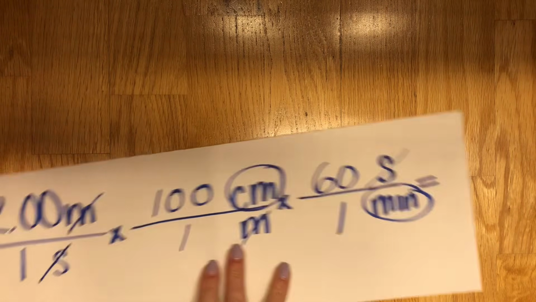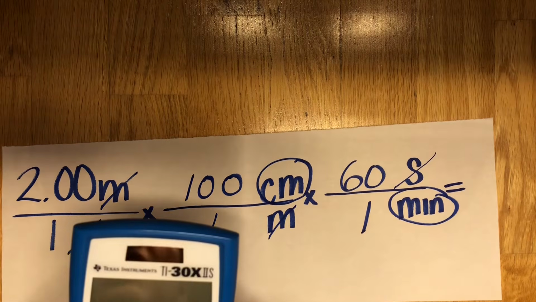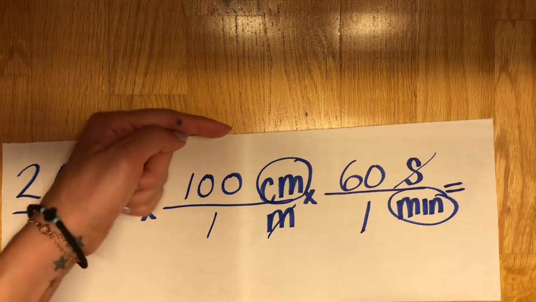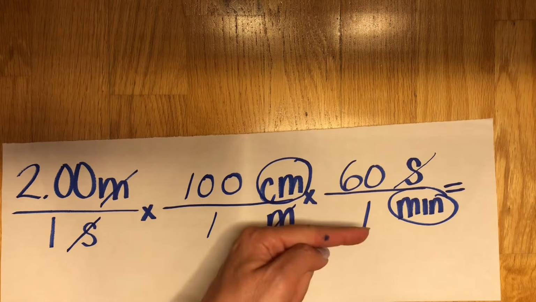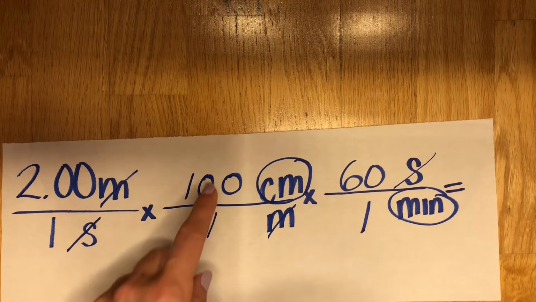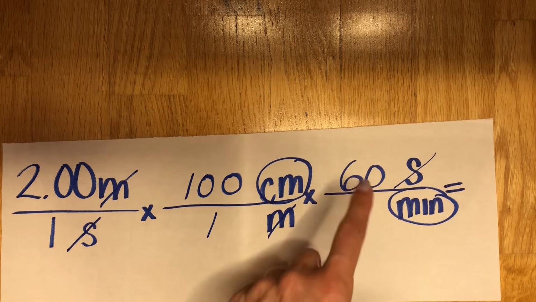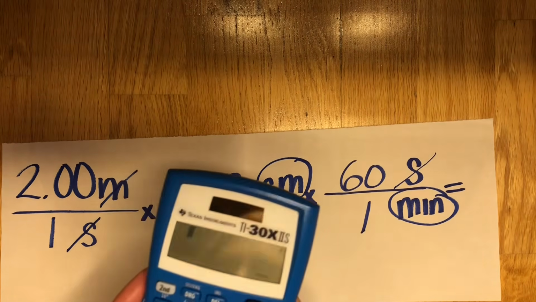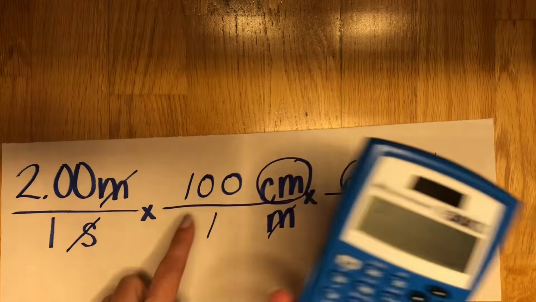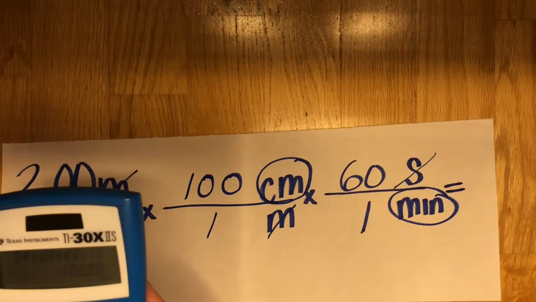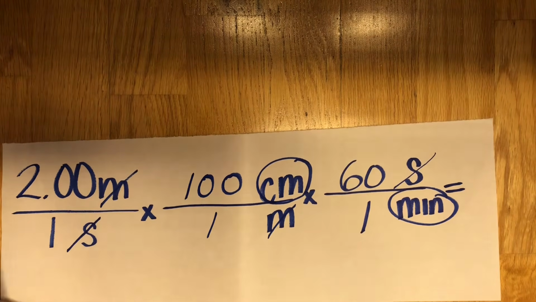So how does this go in my calculator? Remember, these are all just fractions, right? So this is this number over a denominator times this over a denominator times this over a denominator. So technically, I could say 2 divided by 1 times 100 divided by 1 times 60 divided by 1, or 2 times 100 times 60. So I'm going to go ahead and put that in. 2 times 100 times 60. And I get 12,000.